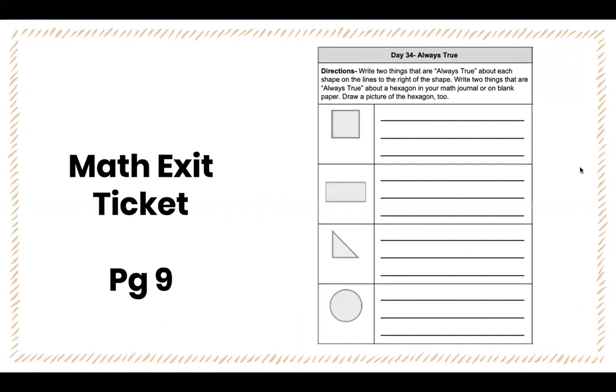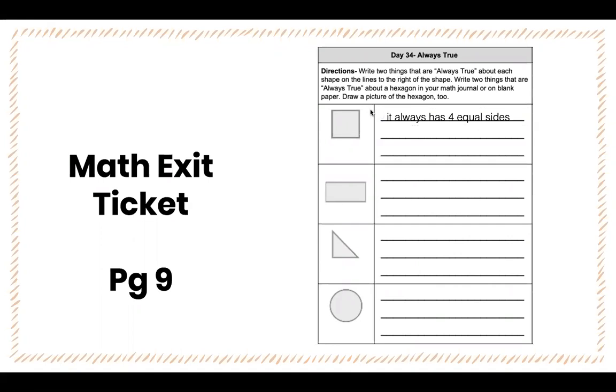For your math exit ticket, go ahead and look on page 9. You will be completing most of your work on this worksheet as well as in your math journal. So your directions are to write 2 things that are always true about each shape on the lines to the right of the shape. So for example, a square. I know something that's always true about it is that they always have 4 equal sides. It always has 4 equal sides. So each one of these sides is always equal.